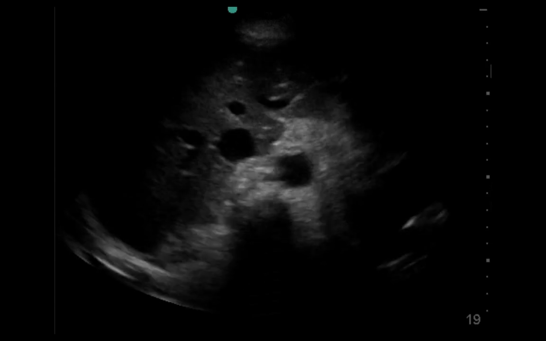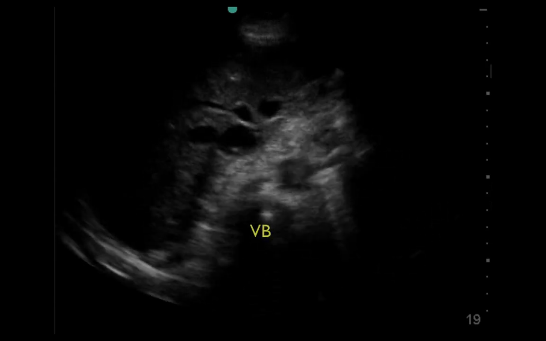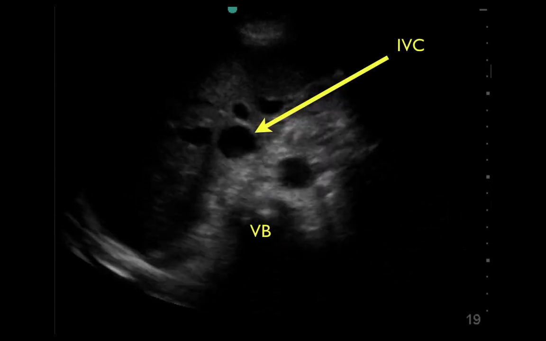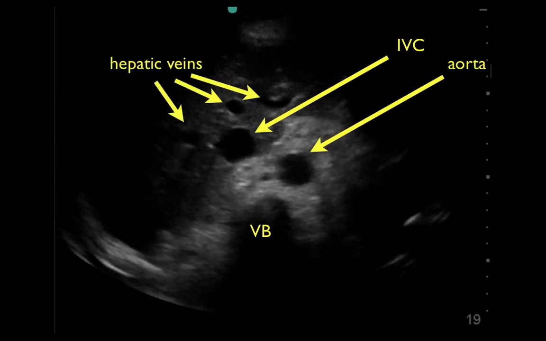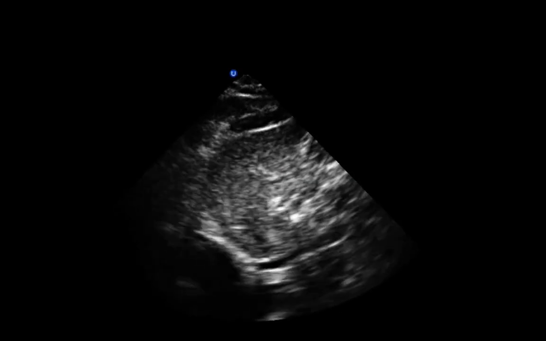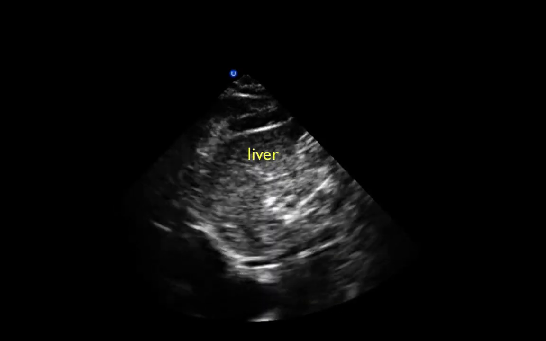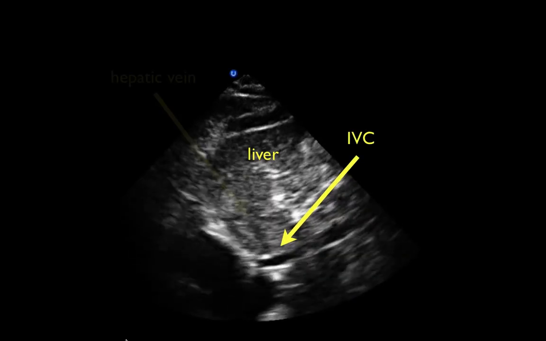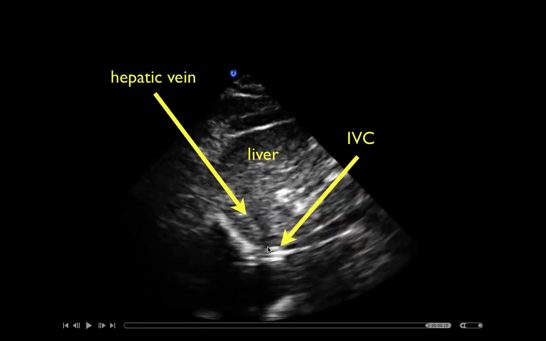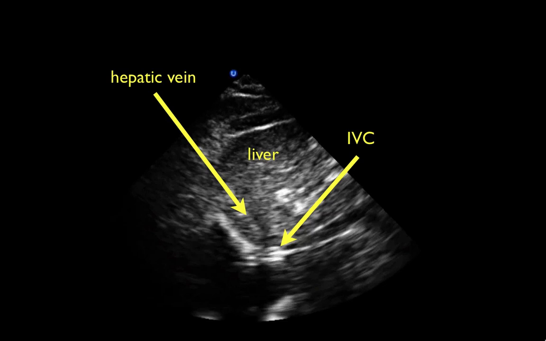Okay, what do you see here? Let's just go over some of the anatomy. Vertebral body, IVC, aorta, hepatic veins. This is a longitudinal view of the IVC. You can imagine maybe a hepatic vein going into it, but it's very, very small. And the IVC is also very small. This is a small IVC that has total inspiratory collapse. This is consistent with a picture of volume depletion.